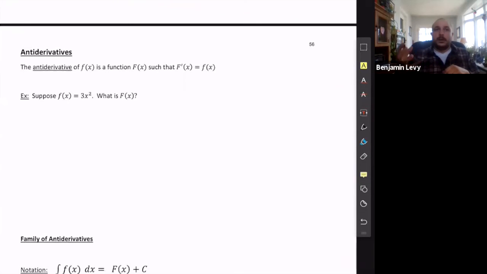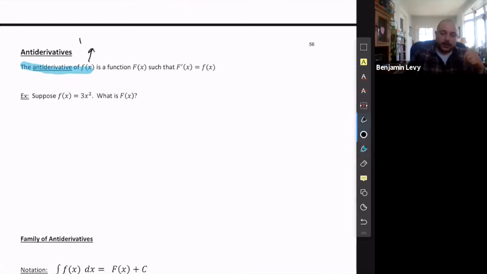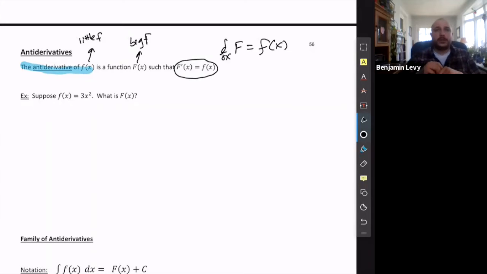Let's read what it says right here. The antiderivative of a little function, which I'll refer to as little f, is a function capital F, which I'll often call big F, such that when you take the derivative of the big F, you get the little f. In other words, when you do d over dx of capital F, you get the little one. I'll try to differentiate big F and little f with a capital, and a little tail on the little one.